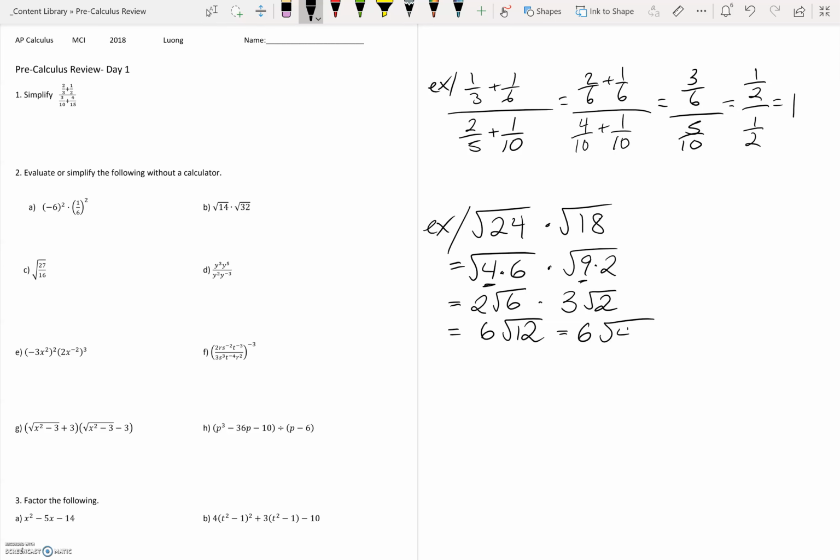12 can be rewritten as 4 times 3, and I can take the square root of 4. The square root of 4 is 2, so we'll leave that on the outside and leave 3 on the inside. So this will be 12 root 3. Okay, so how you should approach this is to simplify each root and then multiply them afterwards.